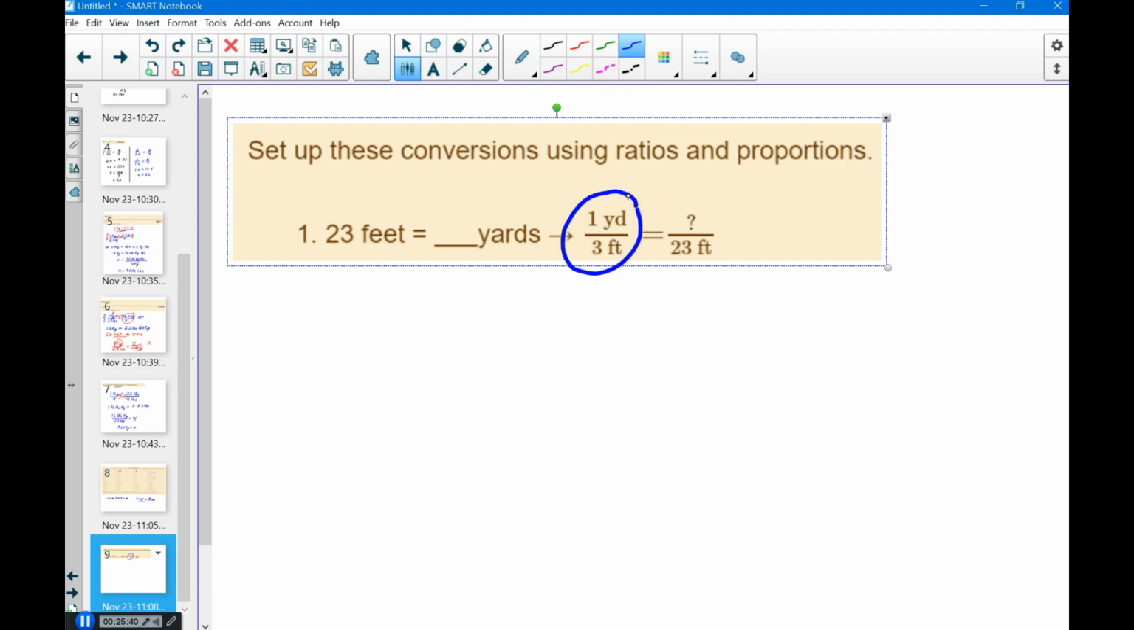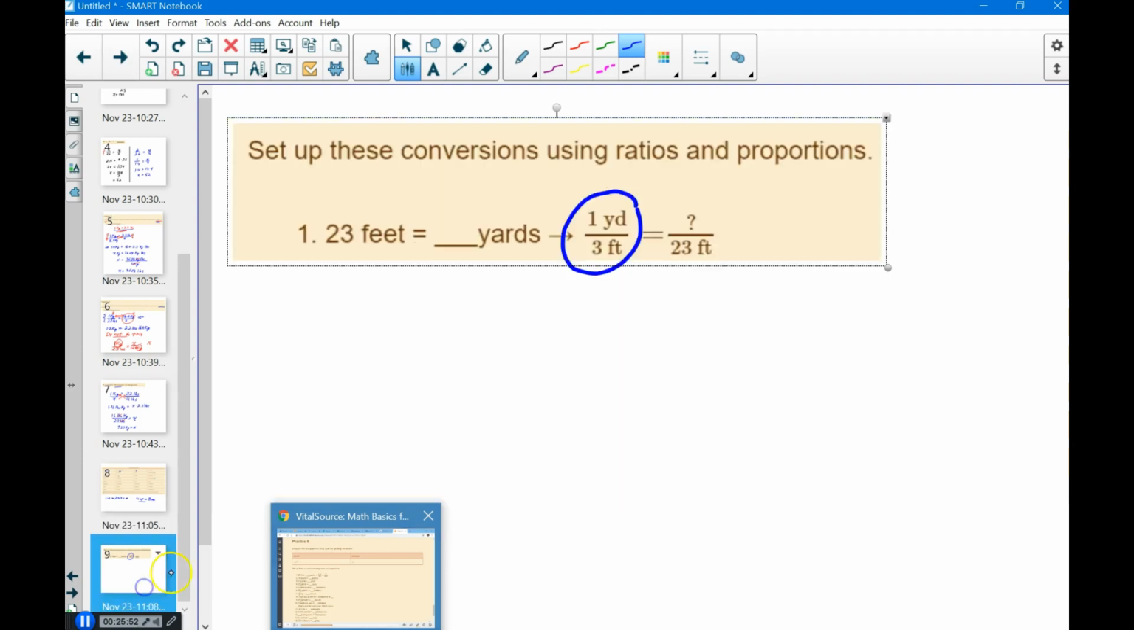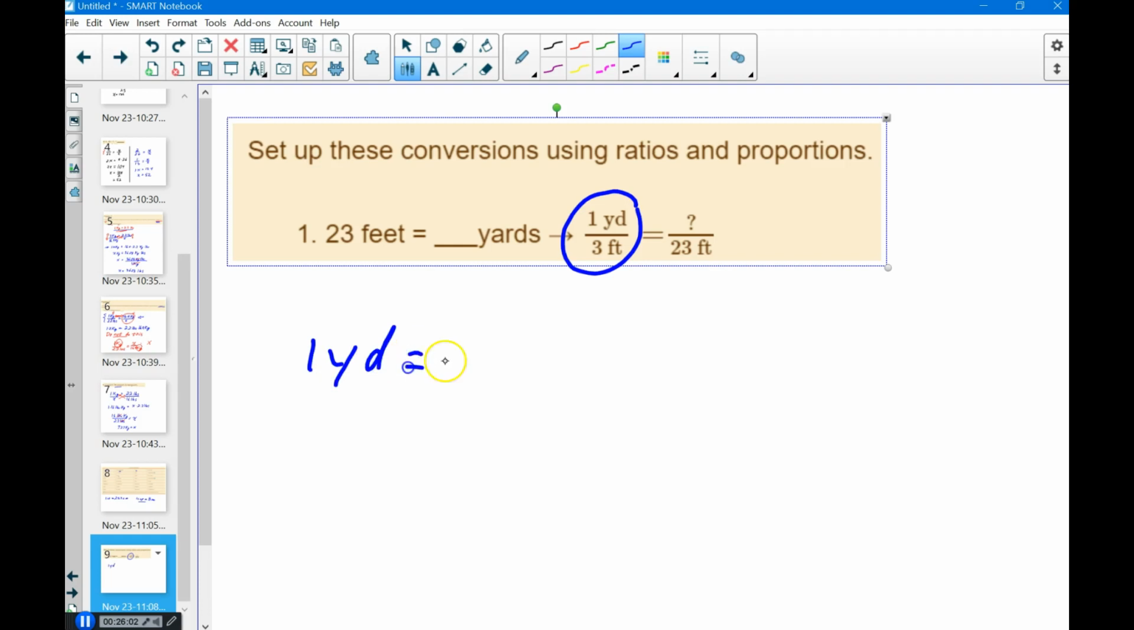So we know, for example, if we look back at that chart right here, 1 yard is 3 feet. So you can set up the conversion like this. They did it this way. They said 1 yard over 3 feet. But you can do it this way and it's equally correct. If you said 1 yard equals 3 feet, and you put feet over feet, you can have 23 feet over X yards.